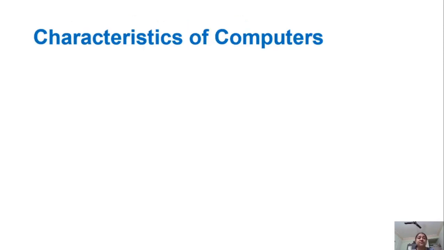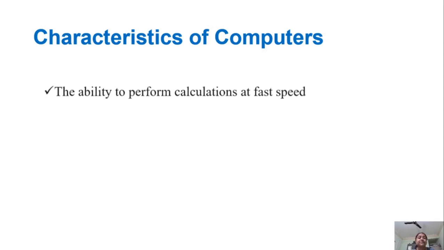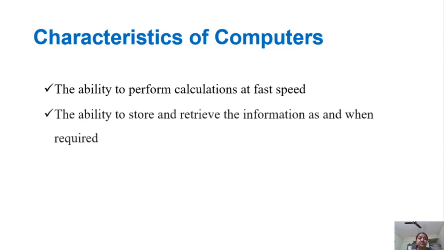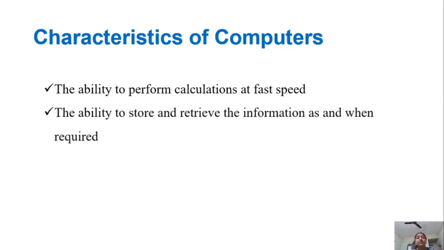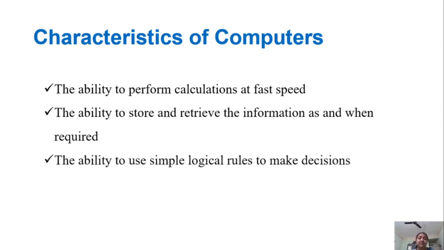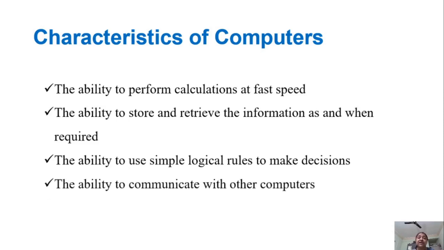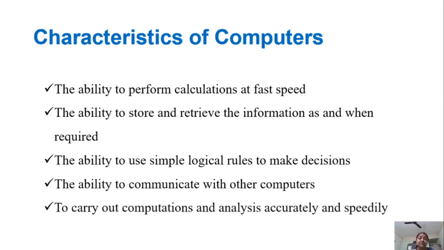Characteristics of a computer. The computer has the ability to perform calculations at fast speed. They have the ability to store and retrieve information as and when required. The ability to use simple logical rules to make decisions. The ability to communicate with other computers, and to carry out computations and analysis accurately and speedily.